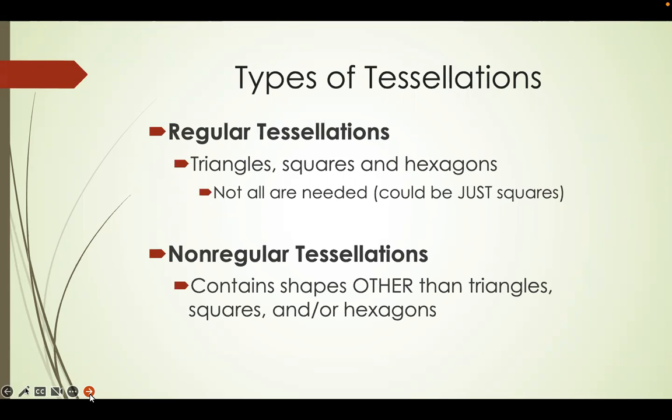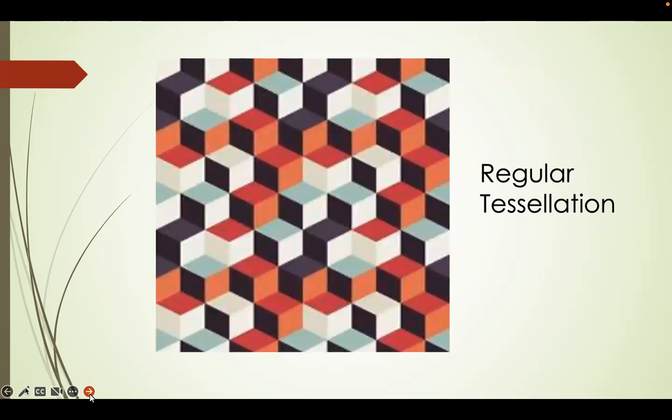So let's just look at two examples. This particular example is a regular tessellation. And if you say, well, those don't really look like squares, well, they are, but they're also, 1, 2, 3, 4, 5, 6, they're hexagons.